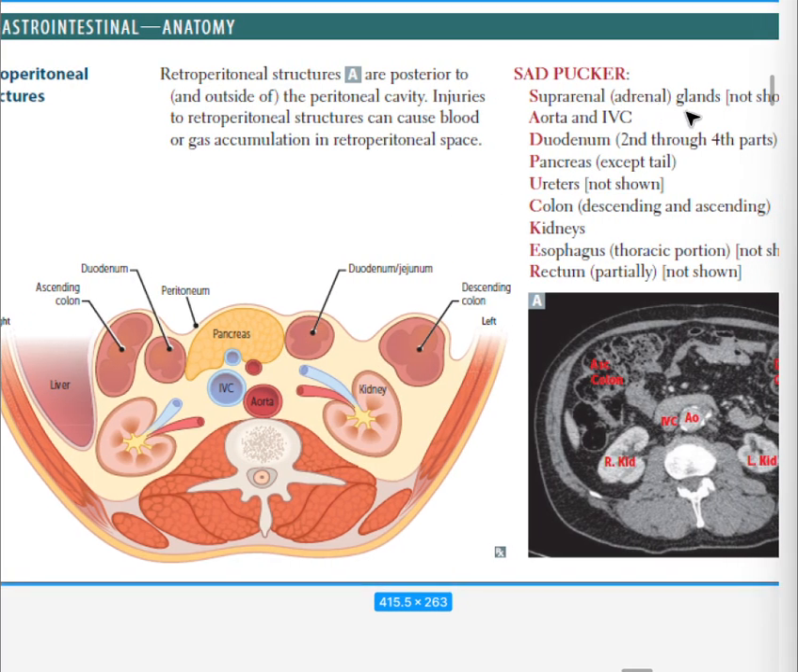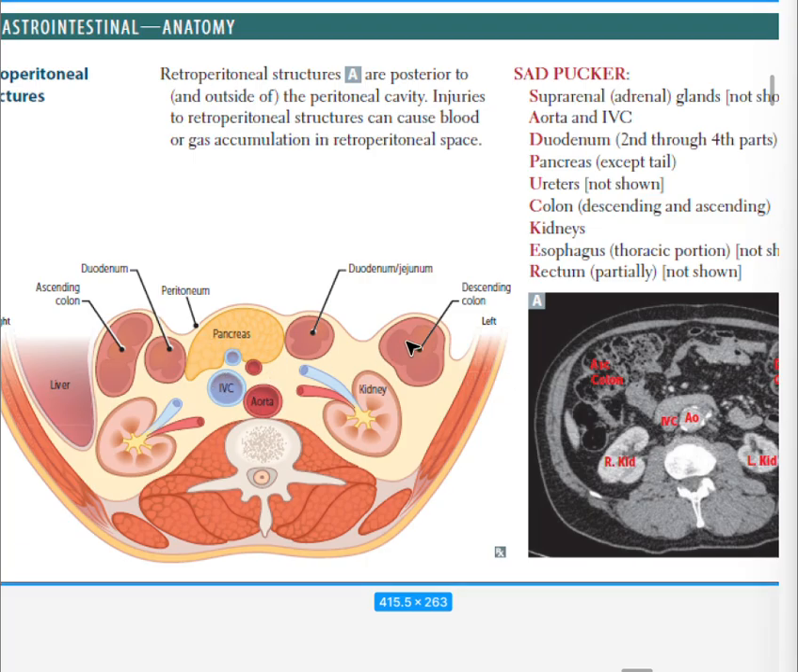The S is the suprarenal adrenal glands, right? And then we have the aorta and inferior vena cava. We have the duodenum, second to fourth parts of the duodenum. Then we have the pancreas, except the tail. The tail of the pancreas is a little bit in the peritoneum. Why? Because the tail of the pancreas almost attaches to the splenorenal ligament, right? So it's part of the spleen's peritoneum.